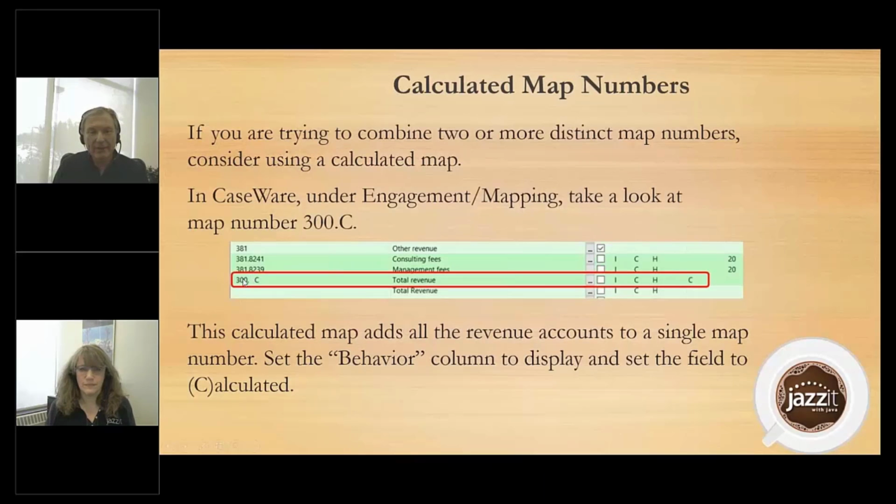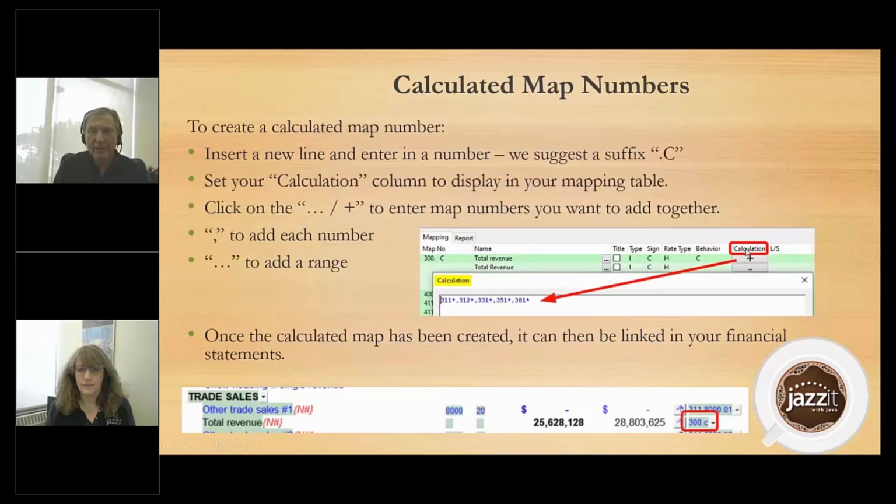So you can see here, there's our 300.C total revenue. You see that there's a C there. And in our next screenshot, under the calculation column, we put a plus there because we've added this particular calculation in. Now, once we have a calculated map, it's easy to use. You just right-click, insert a new linked line. You can even use the drop-down, but we just linked on to 300.C, and there's total revenue showing up in the statement where we want it. So it's an easy way to combine certain items.